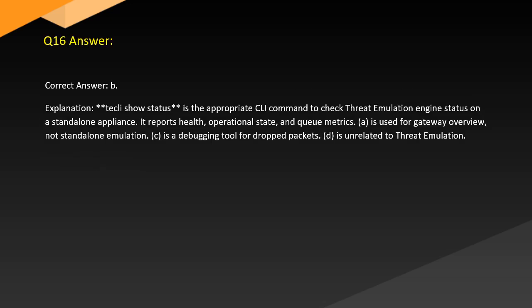Answer. Correct answer: B. Explanation: te_show_status is the appropriate CLI command to check threat emulation engine status on a standalone appliance. It reports health, operational state, and queue metrics. A is used for gateway overview, not standalone emulation. C is a debugging tool for dropped packets. D is unrelated to threat emulation.